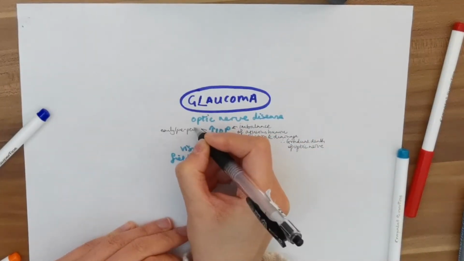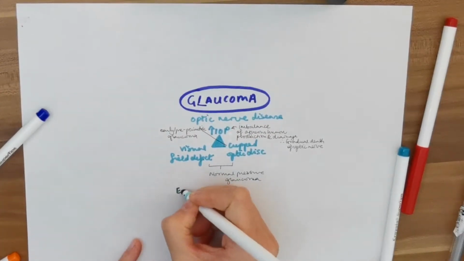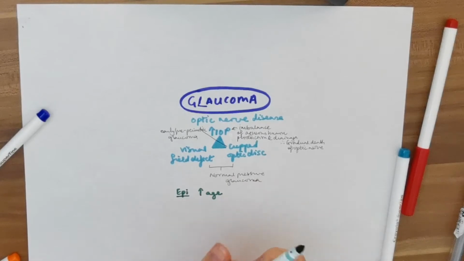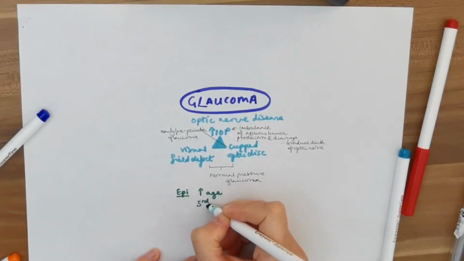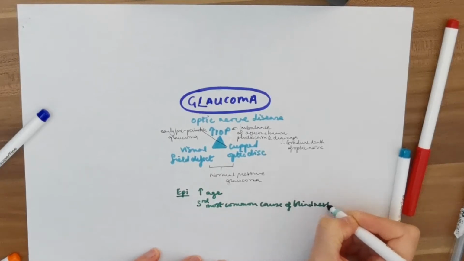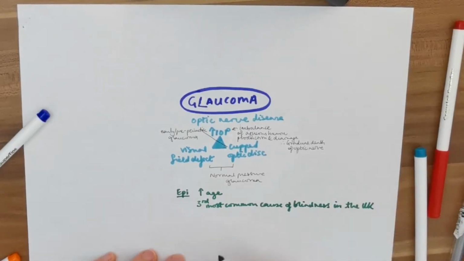And a high intraocular pressure with cupped optic disc but no visual field defect is called early or pre-perimetric glaucoma. The incidence of glaucoma increases with age, with 7% of over 75-year-olds having glaucoma. It is the third most common cause of blindness in the UK, and the risk of blindness is low if it was detected earlier.